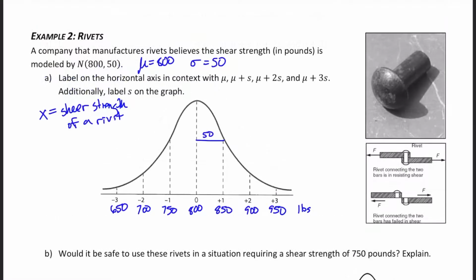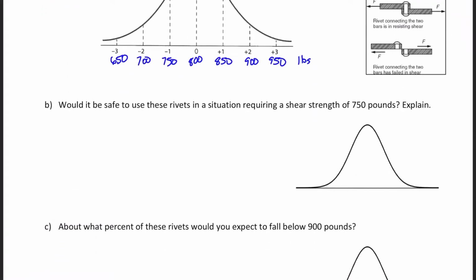All right, welcome back. So we've filled in our numbers, and what this does for us is it shows us the relationship between our numbers in pounds and these z-scores. All right, let's take a look at letter B. Would it be safe to use these rivets in a situation requiring a shear strength of 750 pounds?